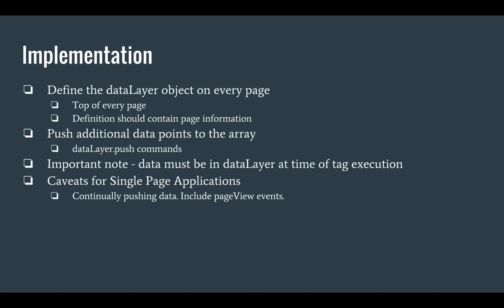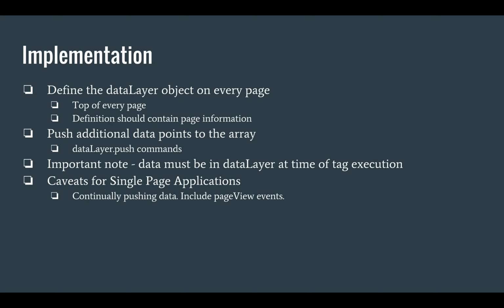Now, when you define the data layer, obviously set it up as an array, but you also want that to contain the page information. And realistically, if it's available at that point, you can also push in all that product information. What this allows you to do is that those basics, the primary information, are already there and already available for any tag to use.